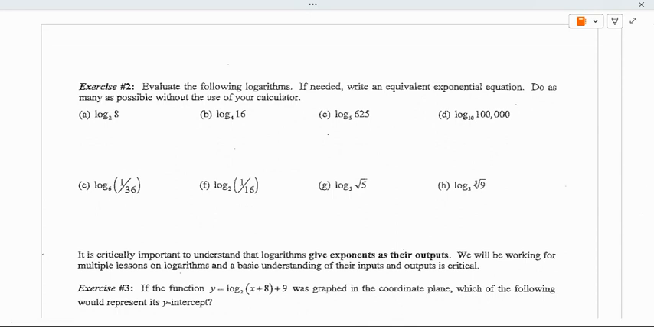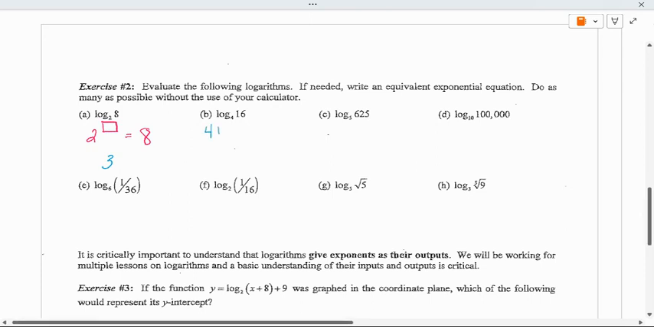Remember, this is saying 2 to what power equals 8? 2 to what power equals 8? 2 to the third power. This is saying, I'll even write it out, 4 to what power equals 16?